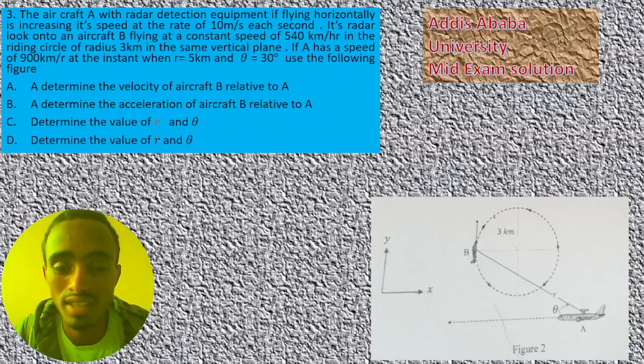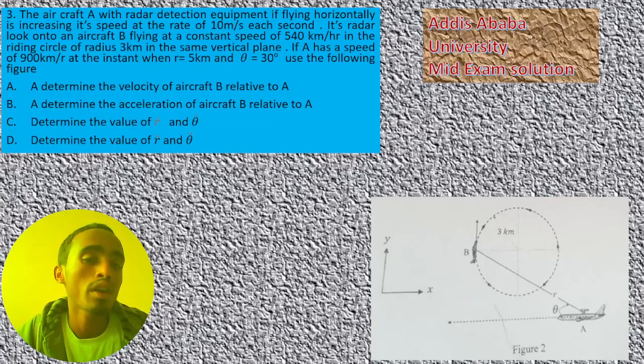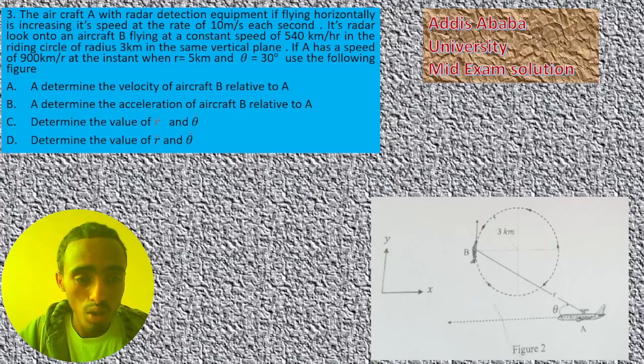This problem is the third problem from the Addis Ababa University exam, and it is all about how we can use the concept of relative velocity and polar coordinates together to solve different practical problems.